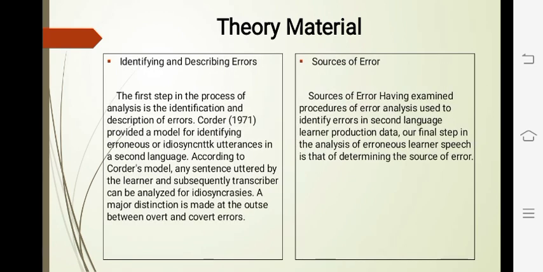Identifying and describing errors. The first step in the process of analysis is the identification and description of errors. Corder 1971 provided a model for identifying erroneous or idiosyncratic utterances in a second language. According to Corder's model, any sentence uttered by the learner and subsequently transcribed can be analyzed for idiosyncrasies. A major distinction is made at the outset between overt and covert errors.